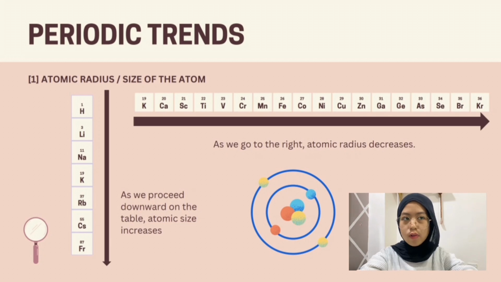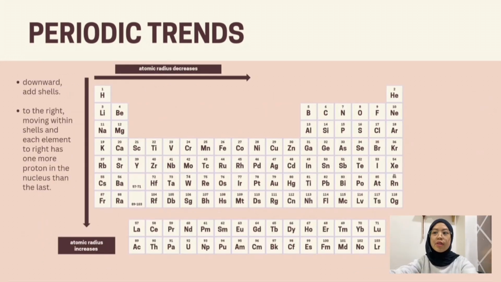As we proceed downward on the table, atomic size increases. As we go to the right, atomic radius decreases because we are moving within a shell and each element to the right has one more proton in the nucleus than the last. So there is a stronger electromagnetic attraction felt by the electrons and the radius shrinks. That means overall atomic radius increases going this way on the periodic table.